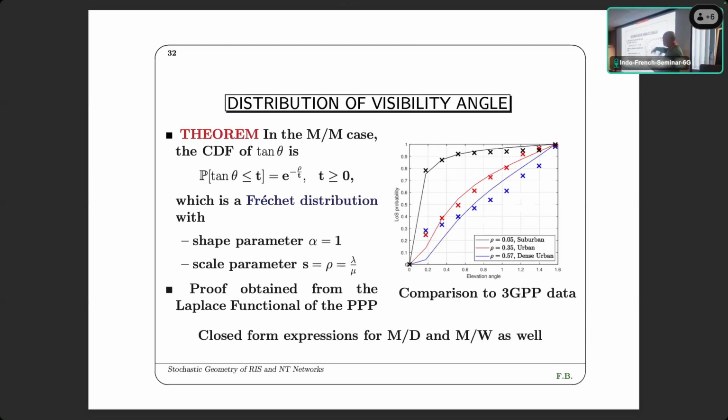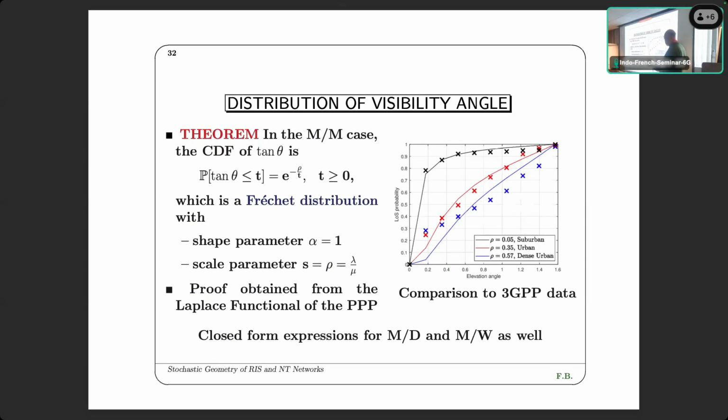And this table, we have lots of results of this type. The shape parameter of this distribution is 1, and the scale parameter is rho, which is sort of the density of the urban system. So 1 over mu is the mean height of the buildings, which are exponential, and lambda their intensity. First we thought it was too simple, so we compared to 3GPP data. They have the parameters for suburban, urban, and dense urban, where you vary this rho. It's not in these terms, but we get a reasonable match, even a good match for this distribution, with this data.